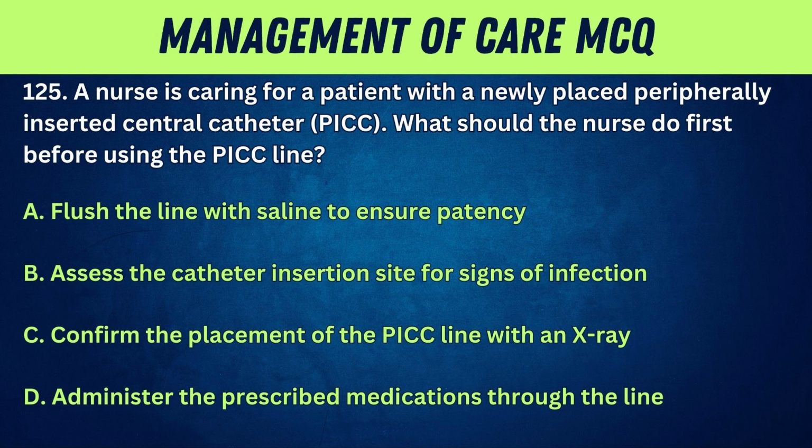125. A nurse is caring for a patient with a newly placed peripherally inserted central catheter, PICC. What should the nurse do first before using the PICC line? A. Flush the line with saline to ensure patency. B. Assess the catheter insertion site for signs of infection. C. Confirm the placement of the PICC line with an X-ray. D. Administer the prescribed medications through the line.